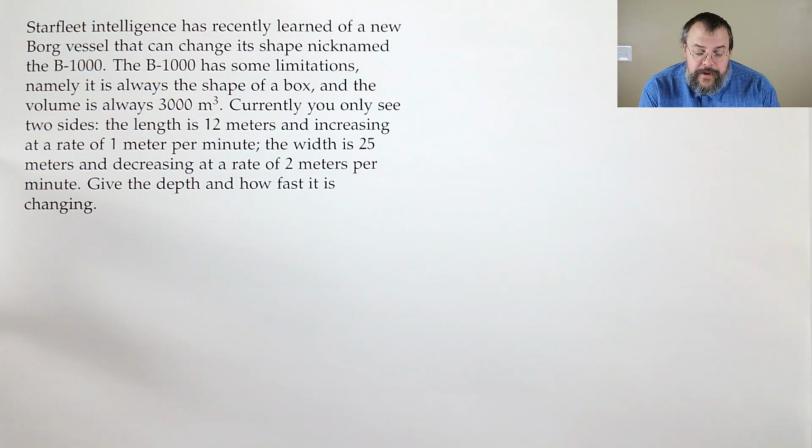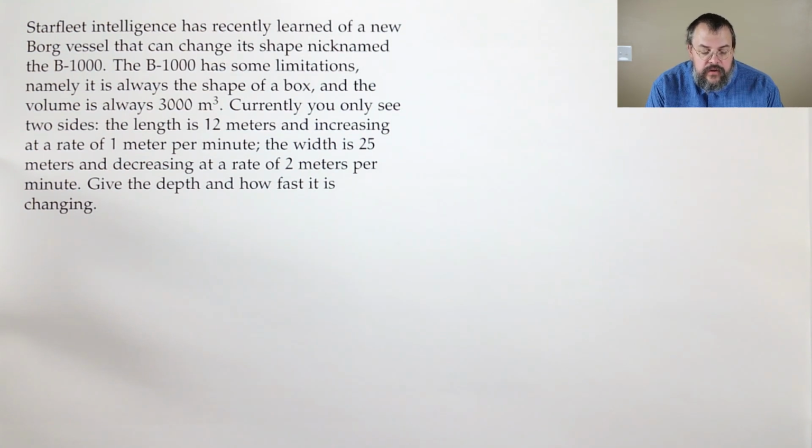All right. Starfleet Intelligence has recently learned of a new Borg vessel that can change its shape, nicknamed the B-1000. The B-1000 has some limitations. Namely, it is always the shape of a box. A box is not a cube. A cube is where all the lengths are equal, but think of a shoebox kind of thing. And the volume is always 3,000 cubic meters.